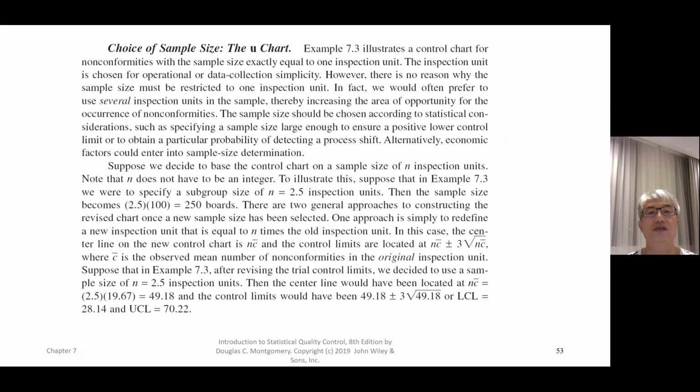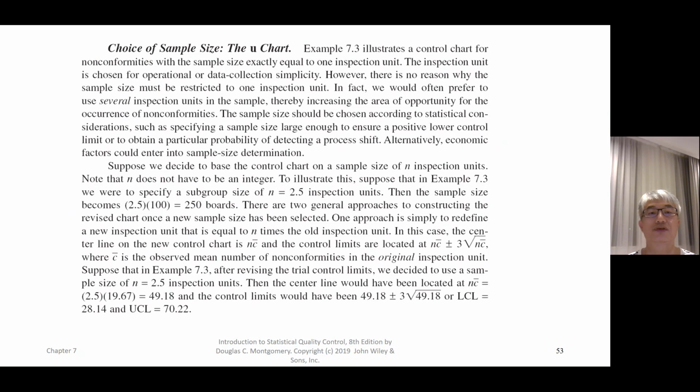So suppose that we decide to build the control chart on a sample size of n inspection units, and n does not have to be an integer. To illustrate example 7.3, we will specify a subgrouping of n = 2.5 inspection units. So the total sample size becomes 2.5 times 100. So this is not just 250 boards.